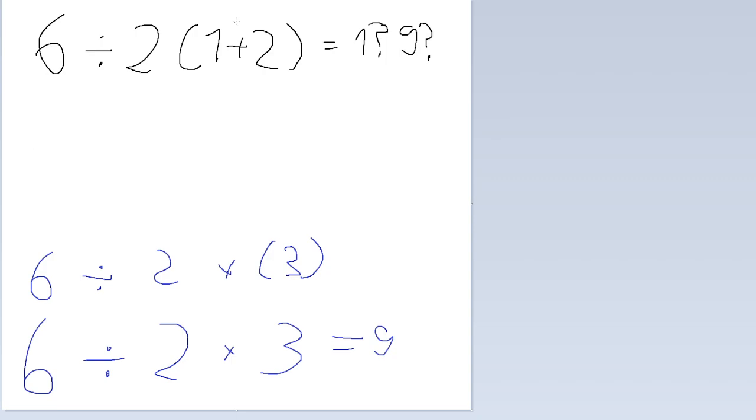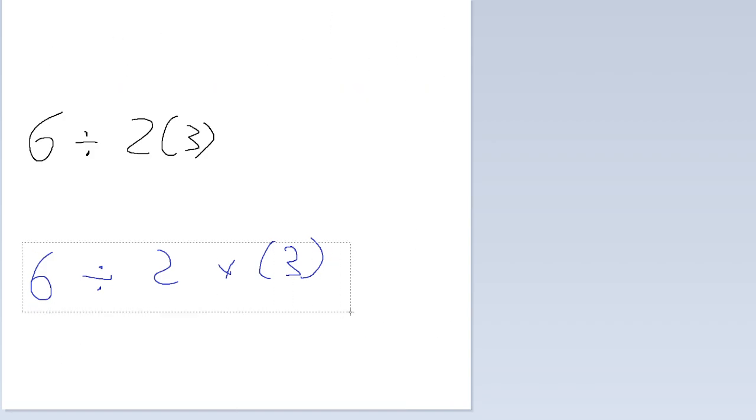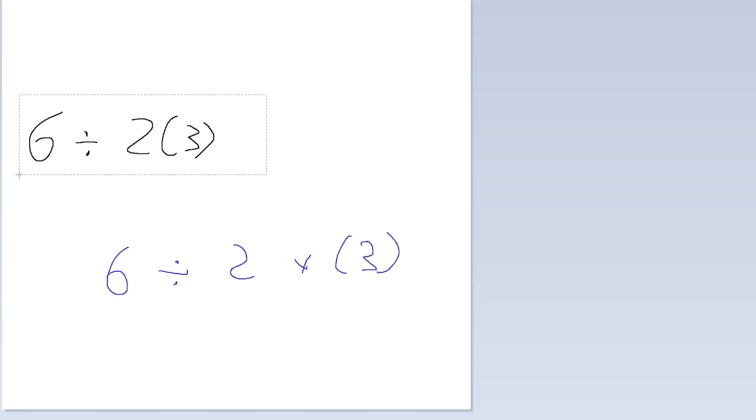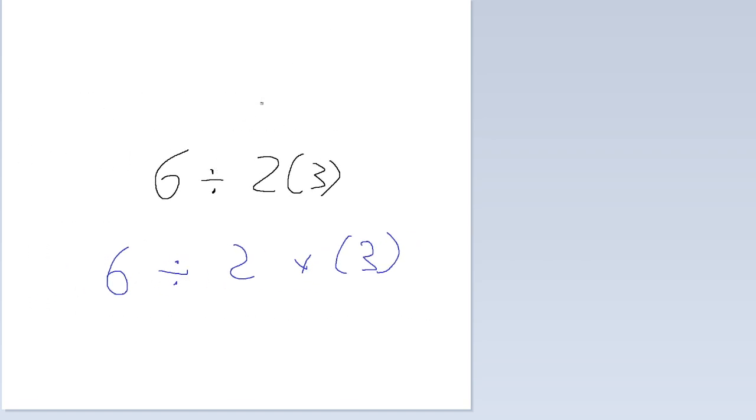Now, let's approach this from the top. Obviously, when we solve this, we do the parentheses first, because that's what you do. You do the brackets first. 6 divided by 2(3), like this. And now here's the question. I'm going to delete everything else. We only care about these 2 lines. Are these the same? Because this one's pretty unambiguously 9. So if these are the same, then this one must be 9 too, right?